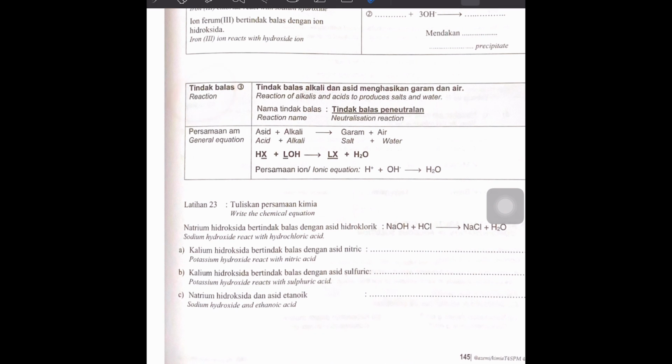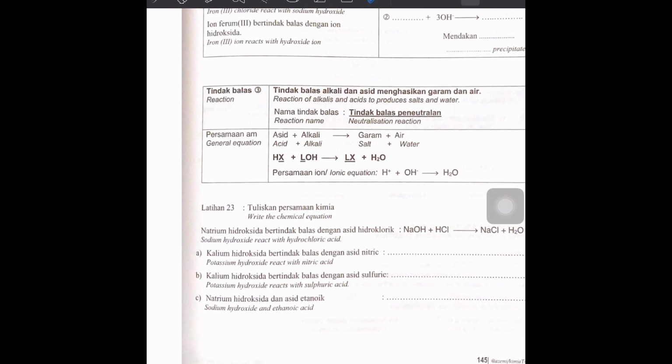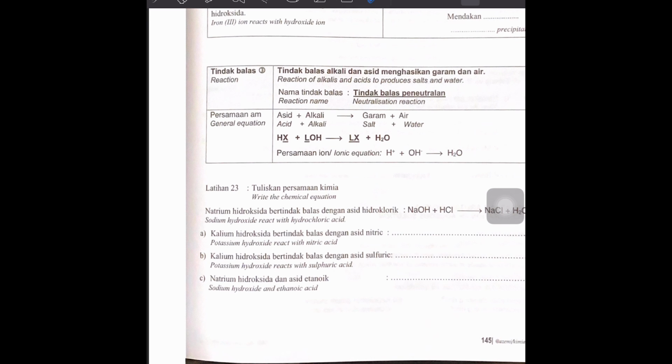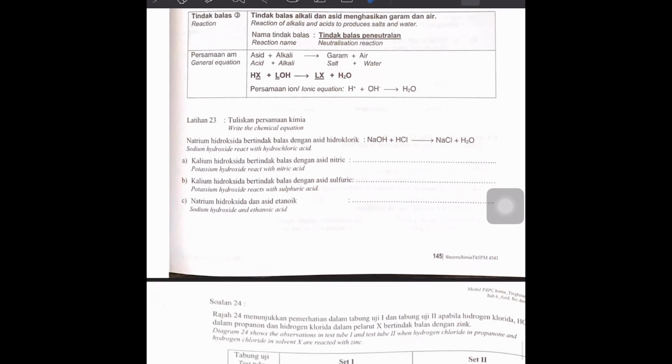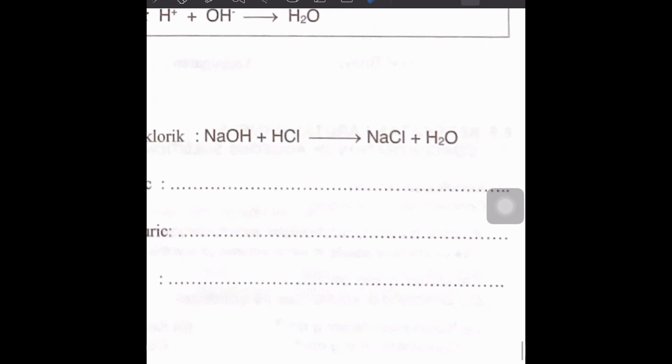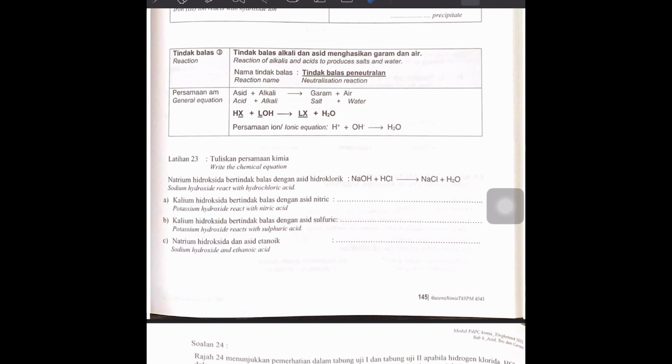Third chemical properties, reaction of alkali and acid to produce salt and water. This one is very basic, and this is called neutralization. Any acid with any alkali will react with each other, will form salt and water. So let us look at the chemical equation over here. This is an alkali. This is an acid. So when they react with each other, NaCl is the salt, and then the remaining is the water. So you try to complete all the exercises as well.